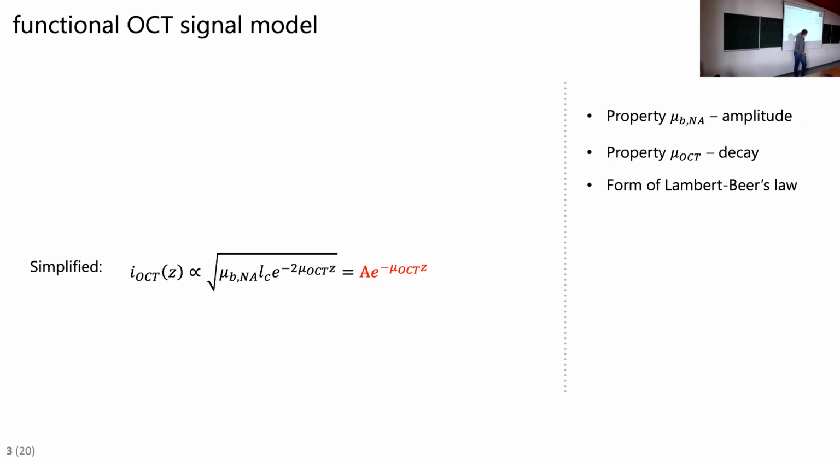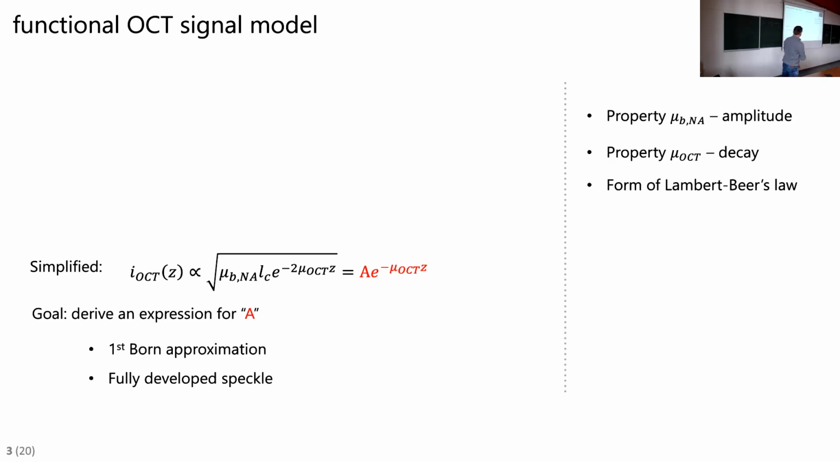That means that the OCT signal eventually becomes a simple expression, where we group a lot of stuff in the amplitude, and the rest is decay. So we have a square root of an exponential of minus 2 times mu times z, because z is the depth and the light goes back and forth. That is the factor 2. Only this very simple exponential decay remains, so it's just like Beer's law for OCT. The goal is to derive an expression for A, this amplitude, and see how that relates to the tissue properties.